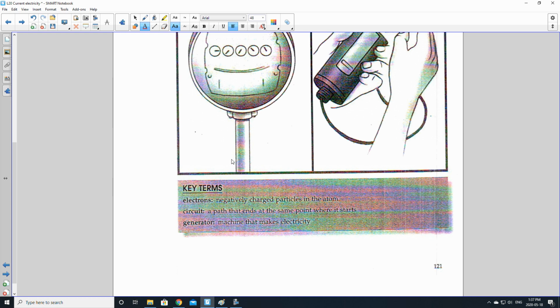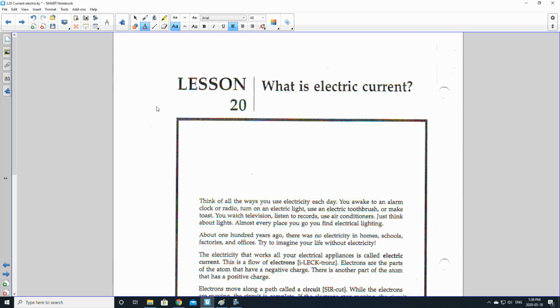Here are some key terms. I'm not going to go into them. Let's just see them in the actual lesson. So let's turn to page 122.